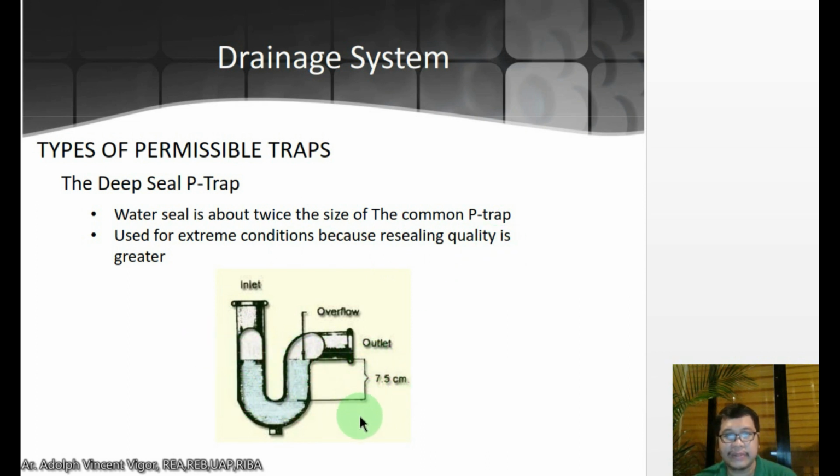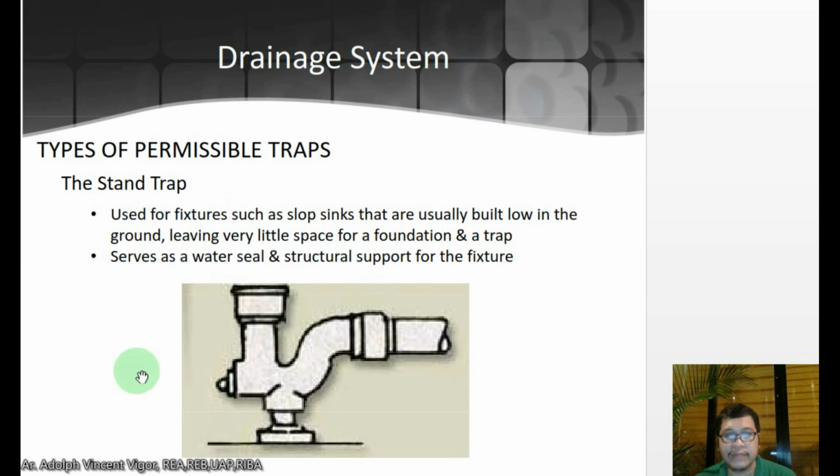This is a stand trap. It is used for fixtures such as slop sinks that are usually built low in the ground, leaving very little space for foundation and a trap. So it serves as a water seal and structural support for the fixture. It is also made of strong materials because it could serve as structural support.